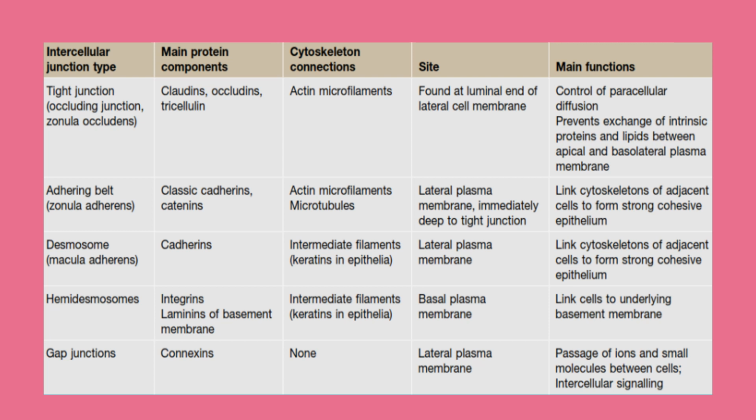Desmosome also has a cadherin and is found at the lateral plasma membrane. And hemidesmosome can be found at the basal plasma membrane as a link of cells to the underlying basement membrane. And the last is gap junction. Gap junction can be found at the lateral plasma membrane, and its main function is as a passage of ions and small molecules between cells and intercellular signaling.